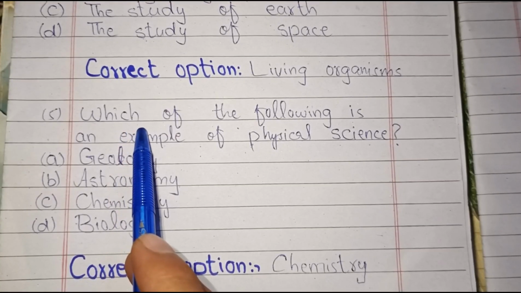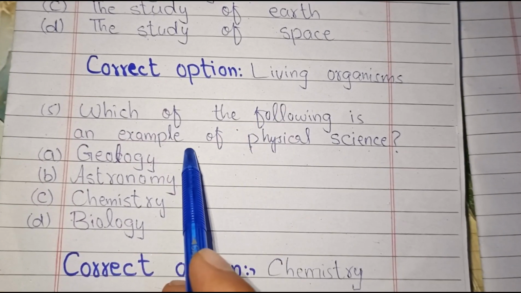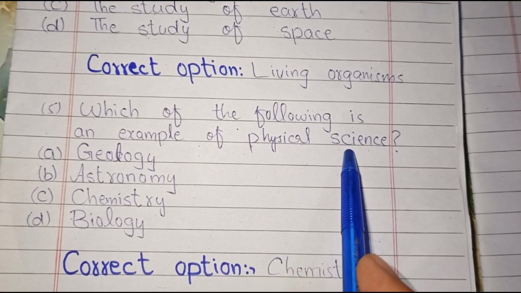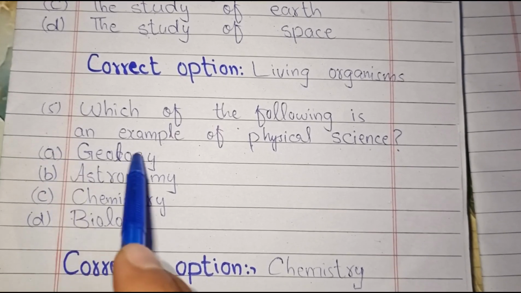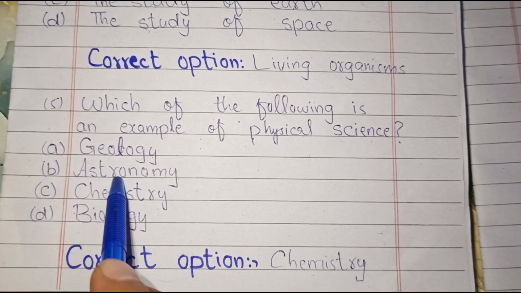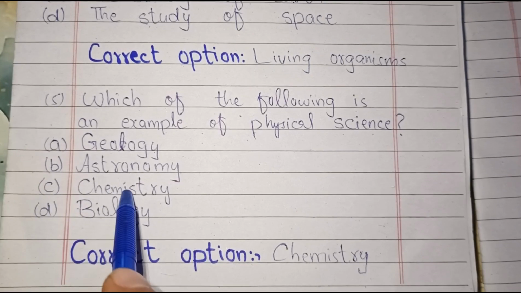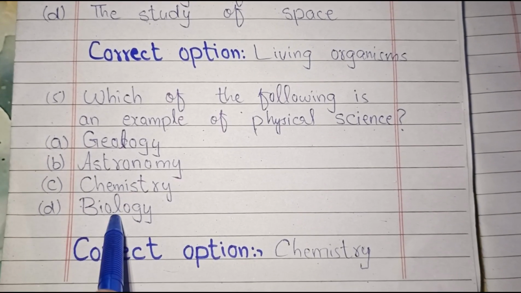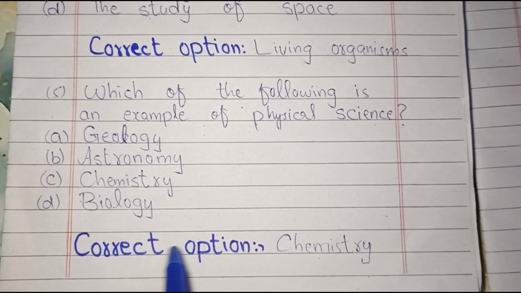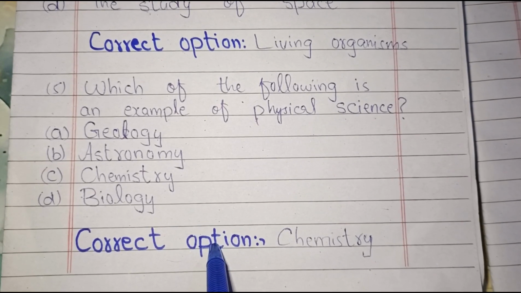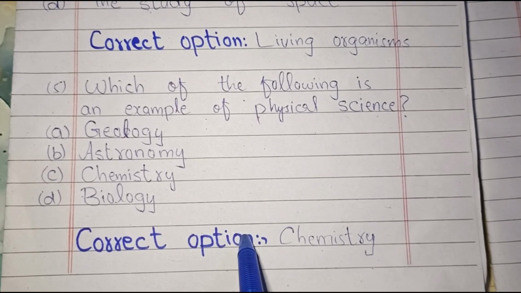Fifth MCQ is: which of the following is an example of physical science? A option is geology, B option is astronomy, C option is chemistry, D option is biology. And the correct option for this MCQ is chemistry. Chemistry is the correct answer.